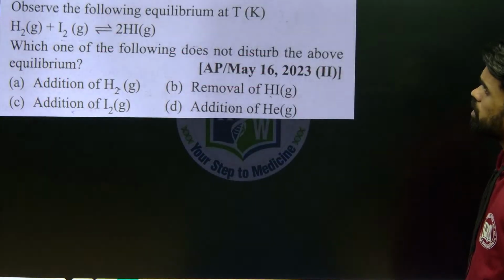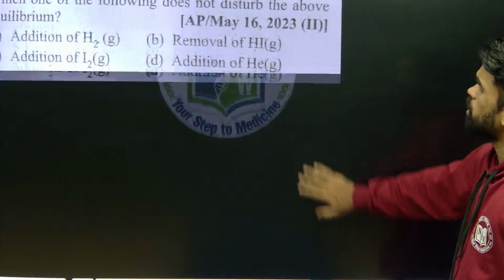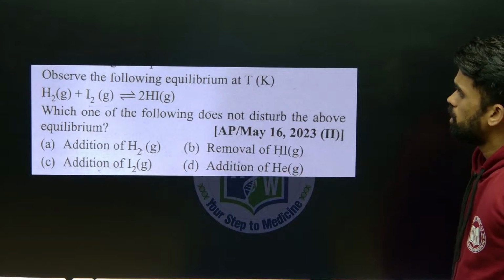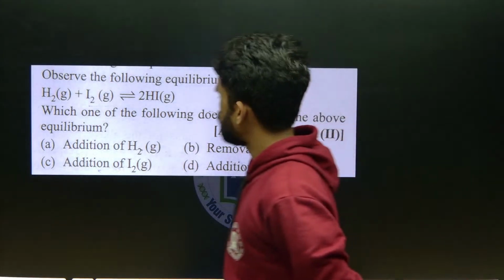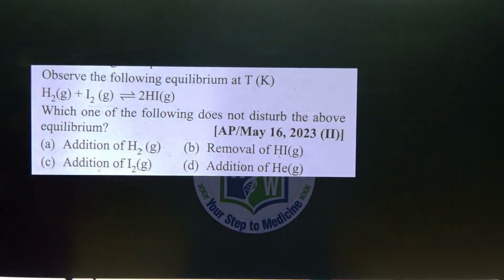Can you answer me here? Observe the following equilibrium where H2 plus I2 gives rise to 2HI. Which one of the following does not disturb the above equilibrium? Tell me, what will be your answer for this? Just now we discussed about this, very clearly we discussed.